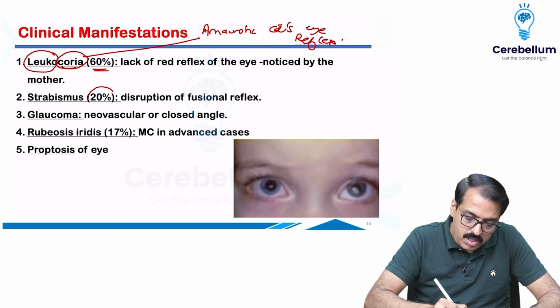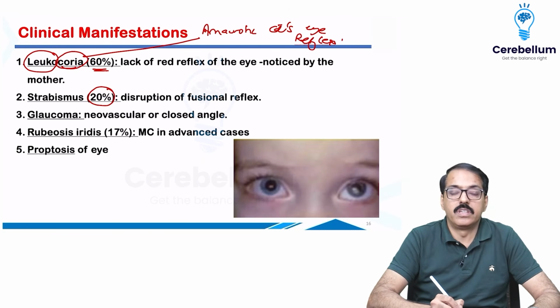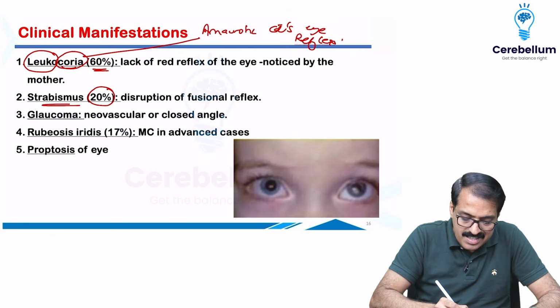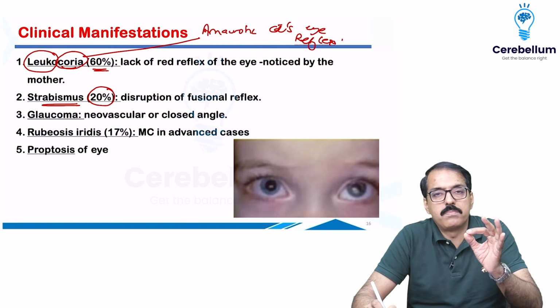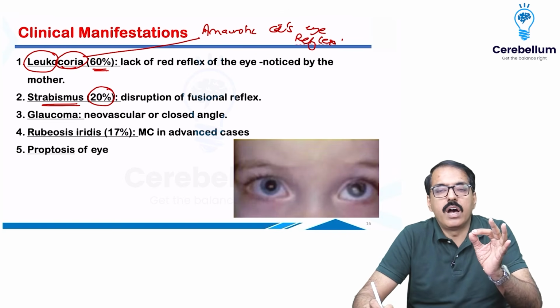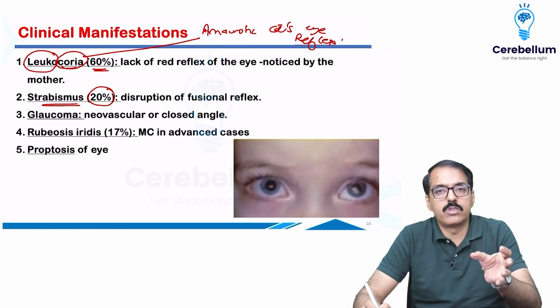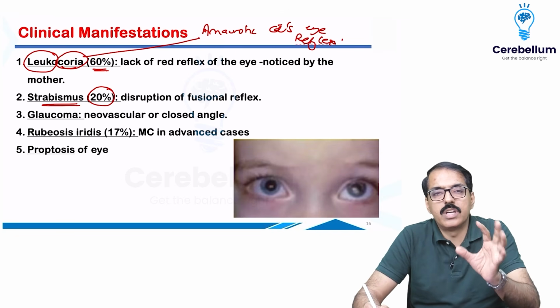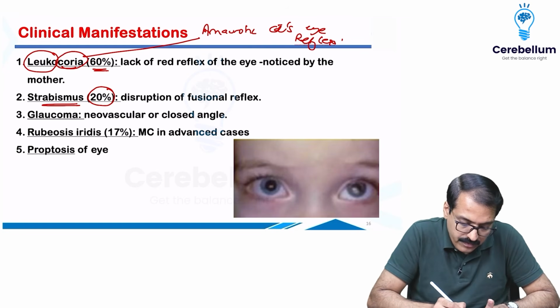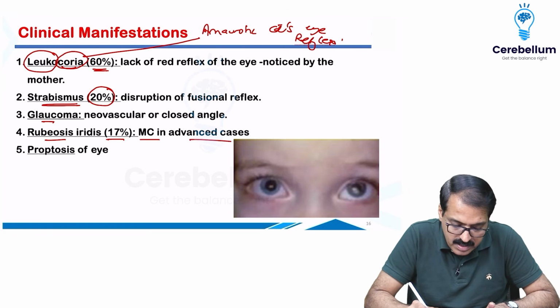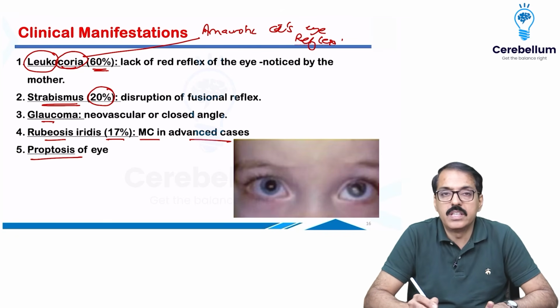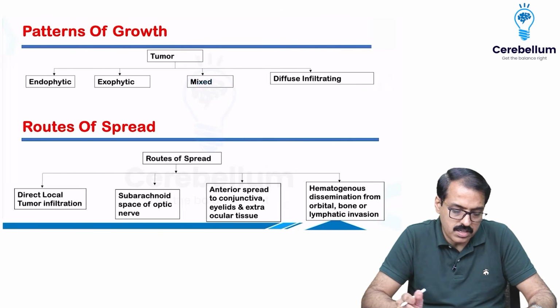MCQ has come. What is the second most common mode of presentation? Second most common is squint, strabismus. So whenever a young patient presents with squint, we have to analyze the fundus also. Apart from the squint assessment, we have to look into the fundus also to check for any retinoblastoma. Glaucoma, rubeosis iridis in advanced cases, and proptosis of the eye. These are the various modes of presentation.